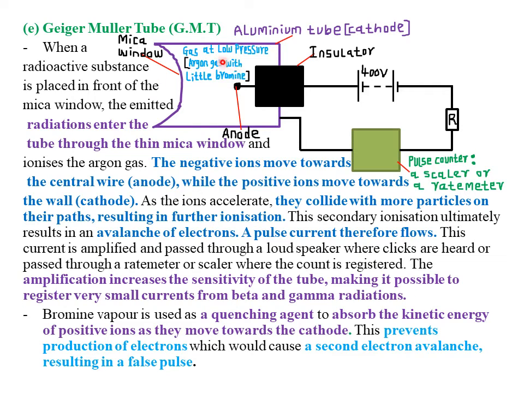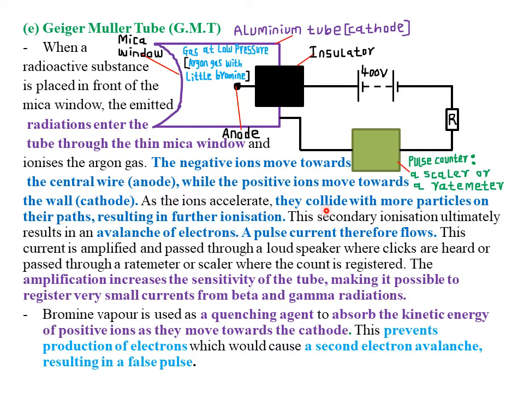Remember, these are electrons that have been produced due to argon gas getting ionized by the incident radiations. Those particular electrons, or the negative ions, are also going to collide with the particles within this aluminium tube. As they collide, they are also going to ionize those particles. The particles will also consist of positive ions and negative ions.